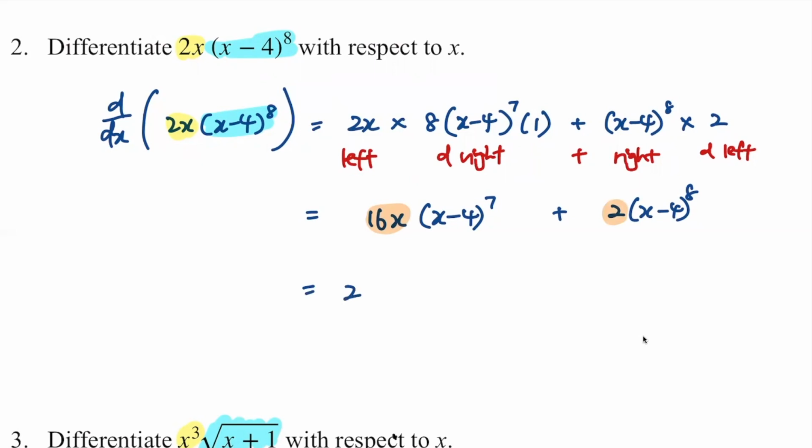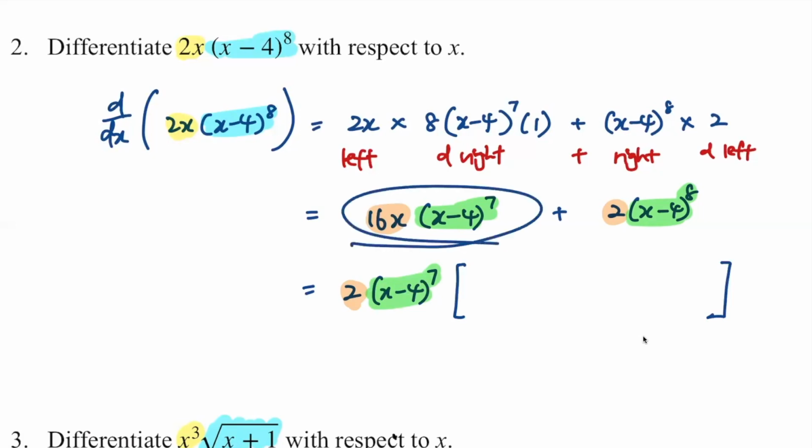So you need to take out the 2. And then between x minus 4 power 7 and x minus 4 power 8, there is a common factor of x minus 4 power 7. Okay, so these are the common factors. And how do you factorize? Whenever you factorize, you take out the common factor and everything else you throw inside the bracket.